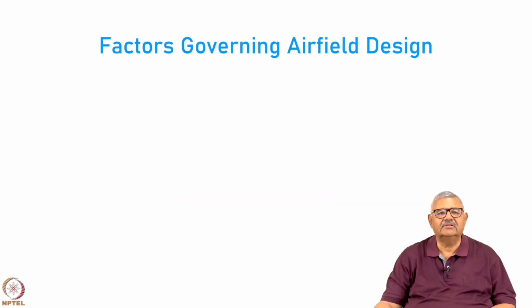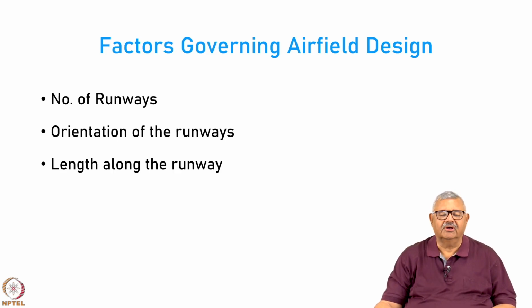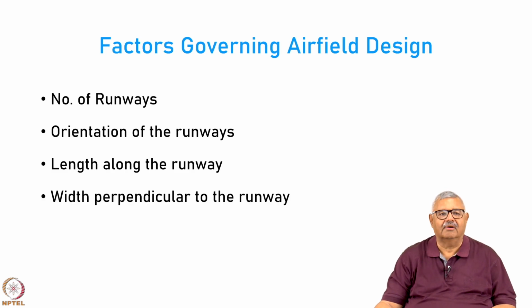First, let us revisit the factors that govern the airfield design. These factors are the number of runways, which decide the size of the aerodrome and the area required, and the orientation of the runways. If they are parallel or if they are cross, then the areas will be different. Length along the runway, obviously a longer runway length means a larger land area required.